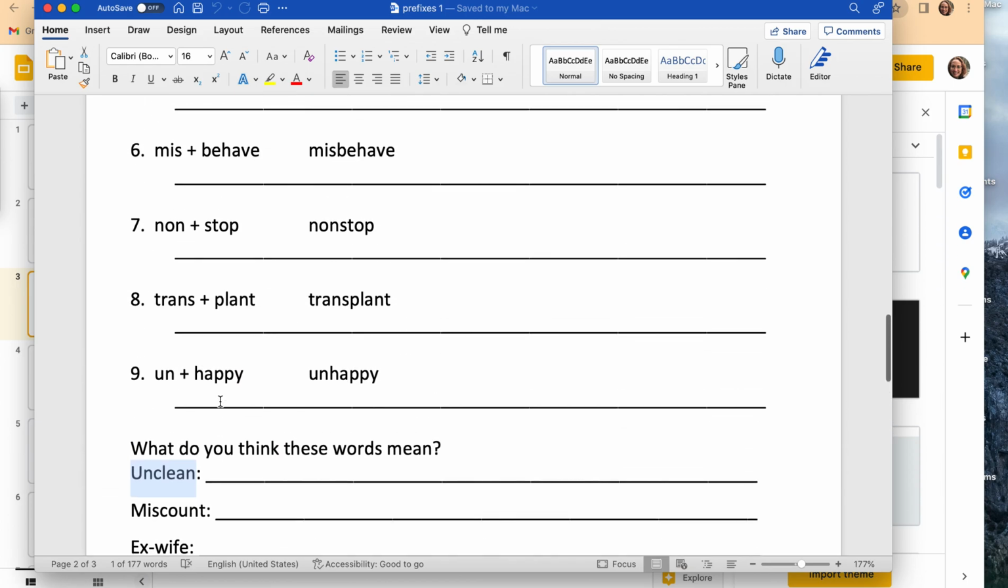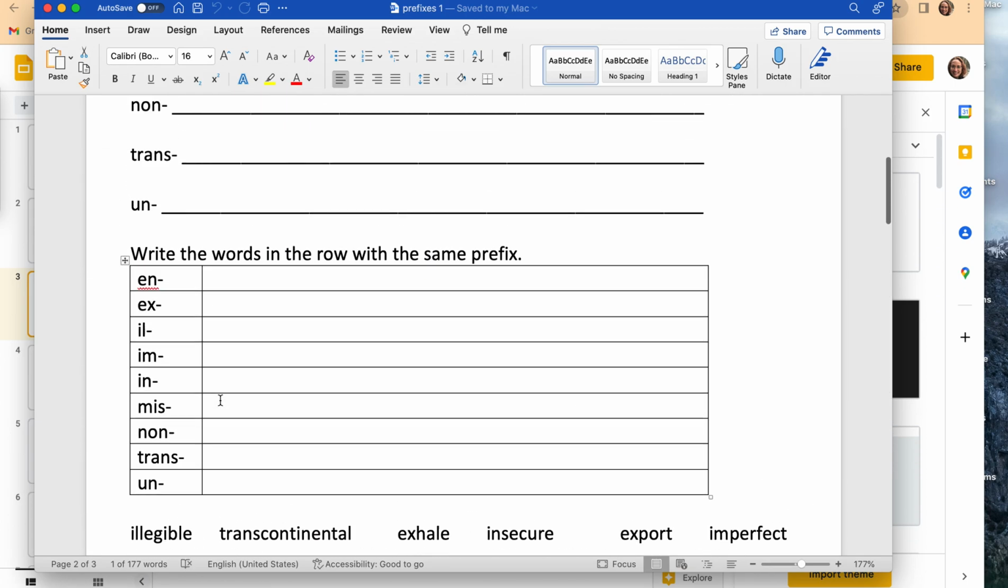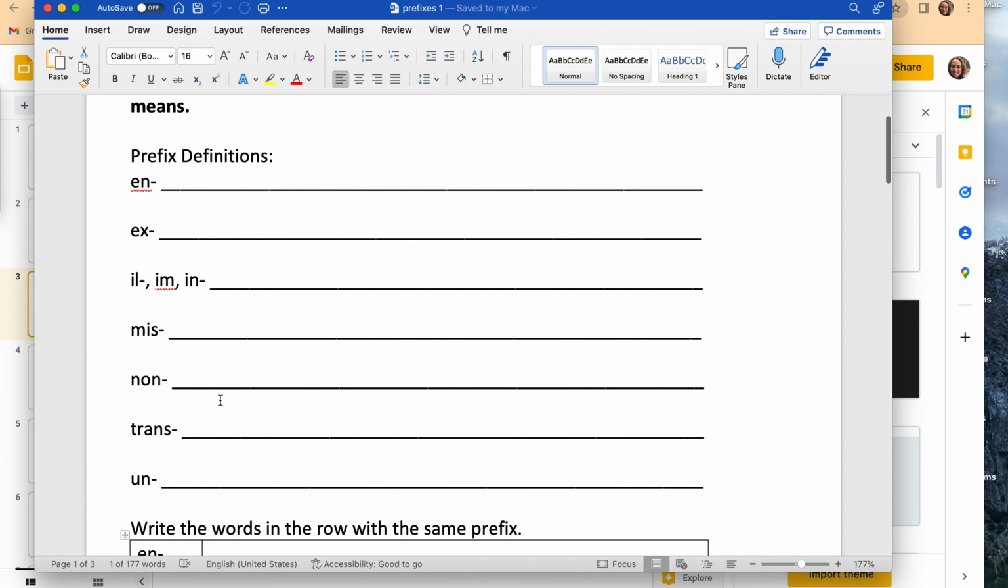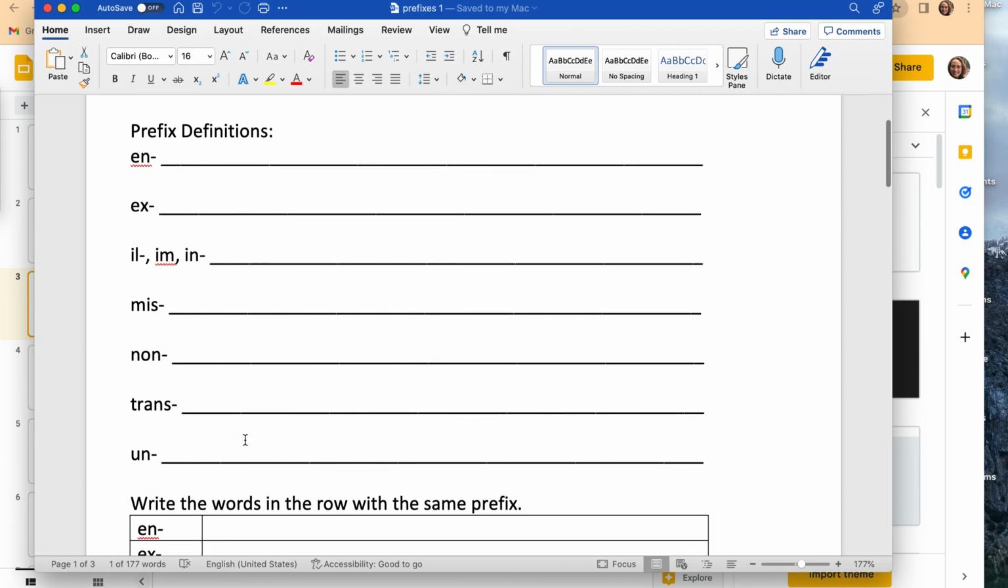Okay, so we would have them write down on a piece of paper. This is what I would hand out in person to my students. What these word parts, what these prefixes mean. I think this is a lot. I would probably say focus on no more than 3 because that'll be enough, trust me.